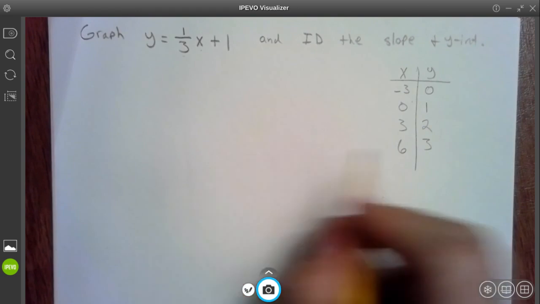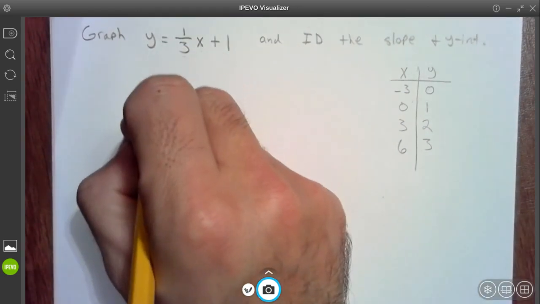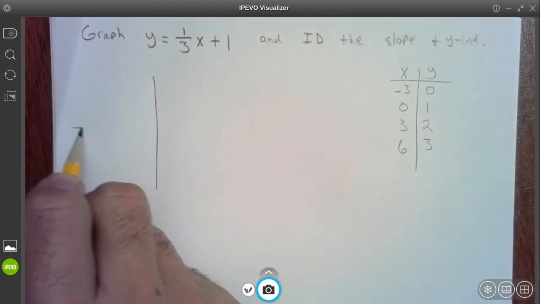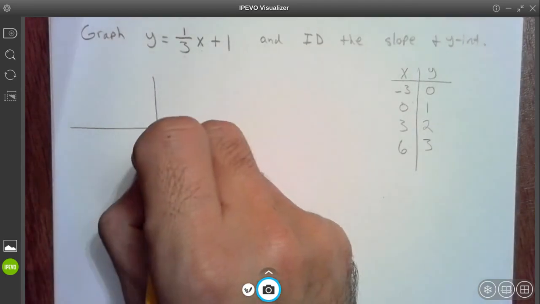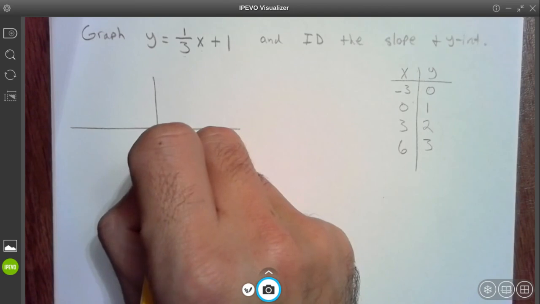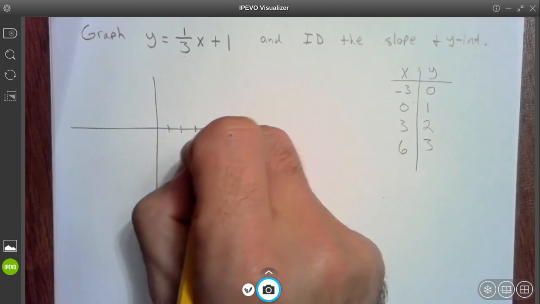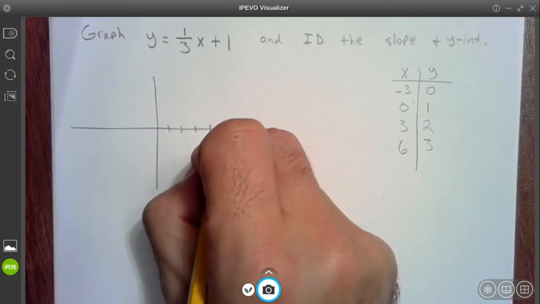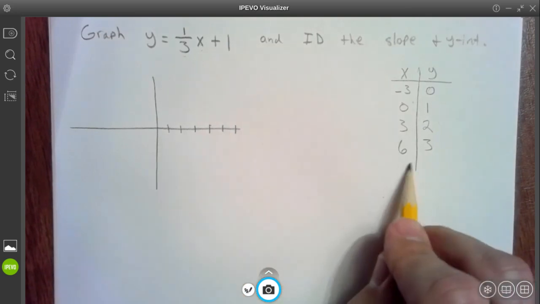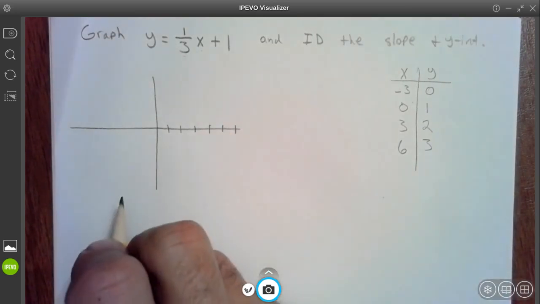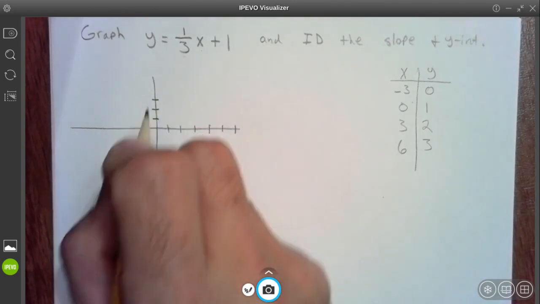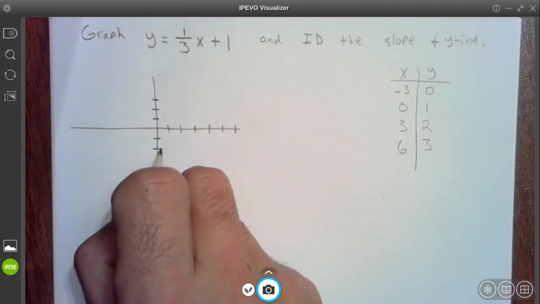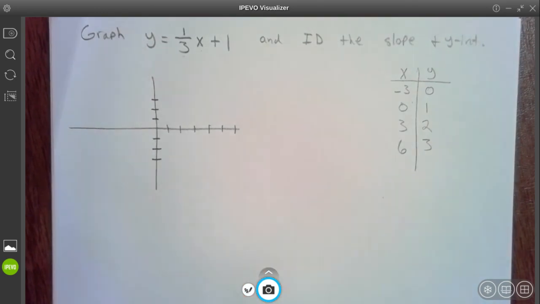All right, so I got my points. Let me go ahead and draw my coordinate grid and my little tick marks. If you have graph paper, it sure is a lot easier. 3, 4, 5, 6. I'm going out to 6 on this one, and I only have to go up a little bit. 1, 2, 3. 1, 2, 3.